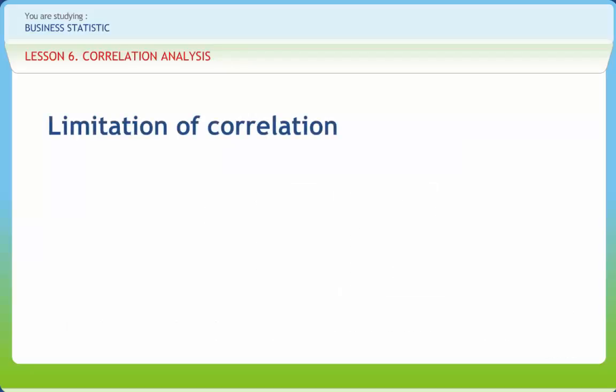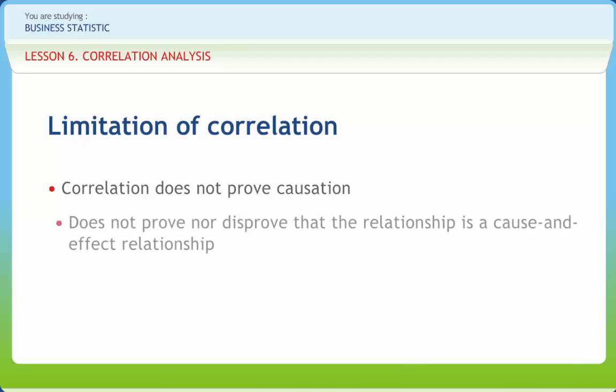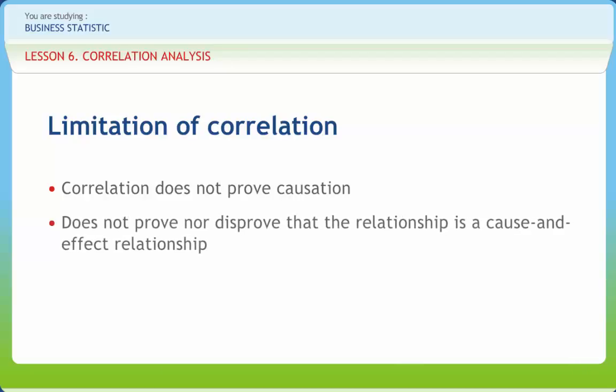The greatest limitation of correlation, one that is often forgotten, is that it does not tell researchers whether or not the relationship is causal. In other words, correlation does not prove causation. It only shows that two variables are related in a systematic way, but it does not prove nor disprove that the relationship is a cause and effect relationship. Only the experimental method can do that.